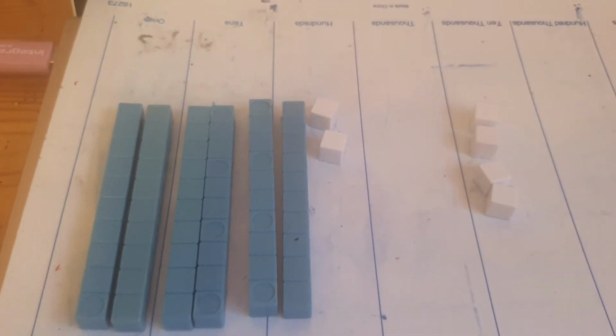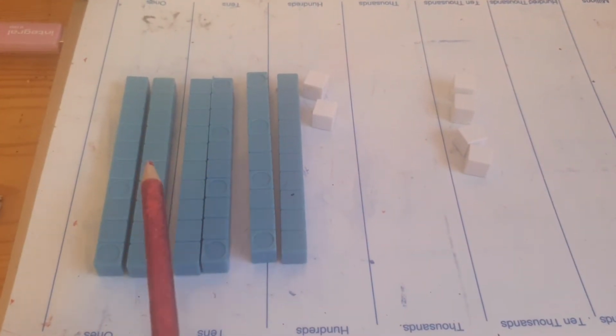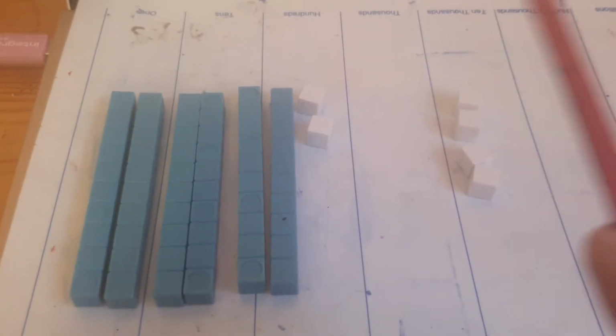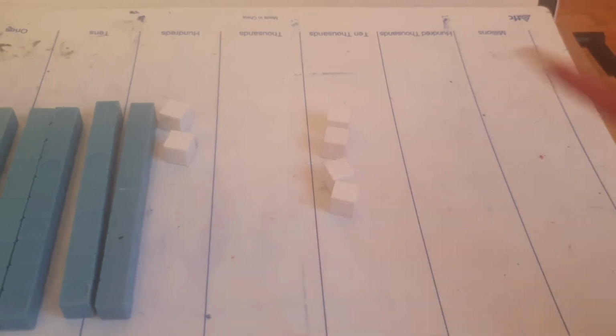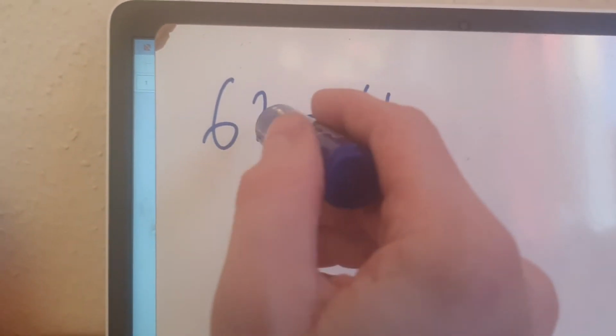Okay, so let's have a go at a different calculation. Here I've got my rods of 10, 10, 20, 30, 40, 50, 60, 61, 62. So I'd say, okay, I've got 62, subtract 4. We can do our ones. We can go 62, 61. So don't count the 62, 61, 60, 59, 58. And we're counting down. Or we can just do the quicker way.